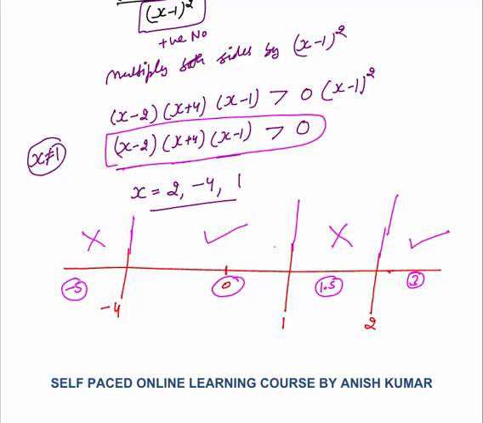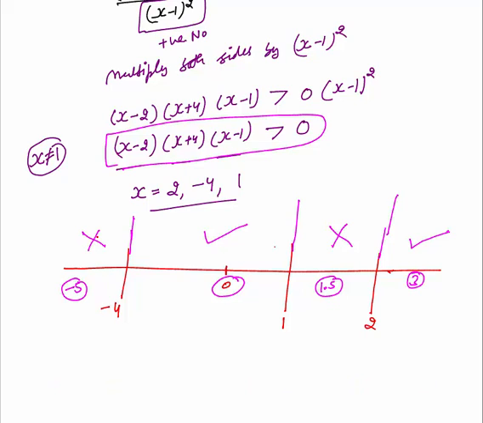This region will also not satisfy. You can check. I hope that I don't need to spend that much time. I hope you can check. Put any value in that range. If one value does not satisfy, the entire region will not satisfy. If one value satisfies, the entire region will satisfy. So what will be my answer? My answer would be x belongs to minus 4 to 1.